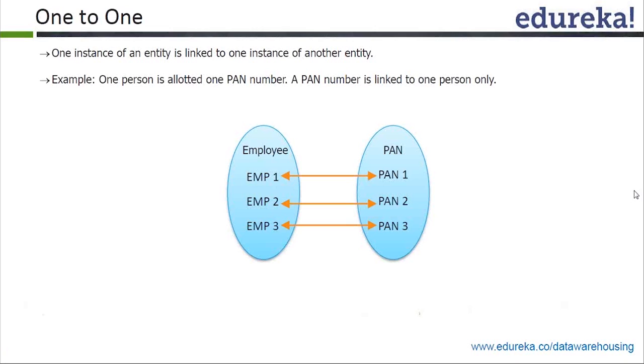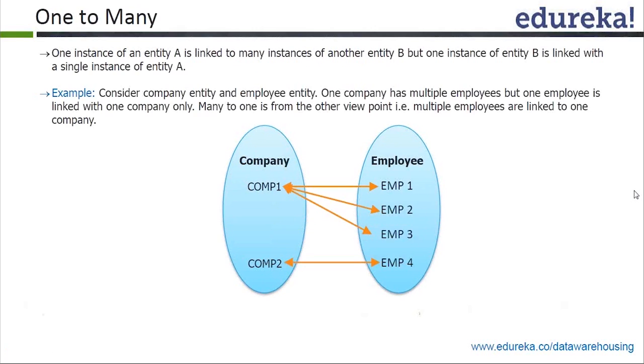So similar to PAN number, right? One employee can have only one PAN number, and one PAN number can only be related to one employee. So in this case, both the entities have a one-to-one relationship between themselves. And sorry, an instance in an entity has a one-to-one relationship with the instance in another entity. So that is one-to-one. The next type of cardinality is one-to-many.